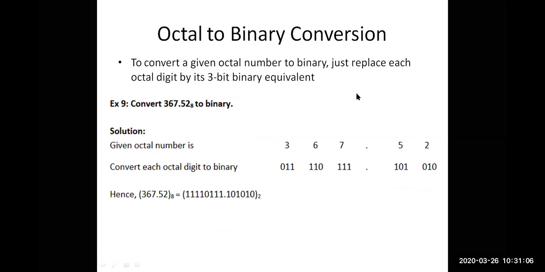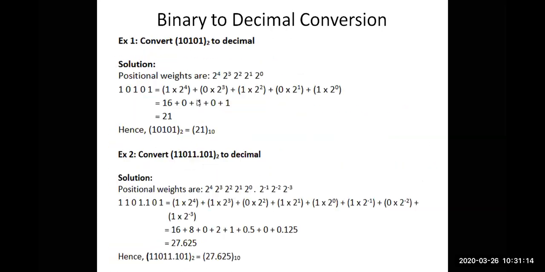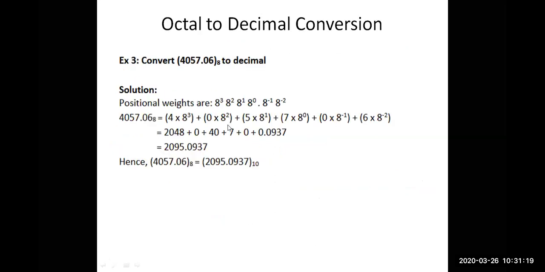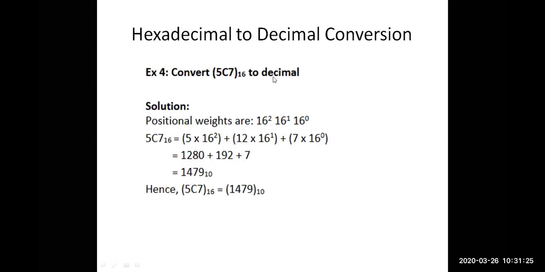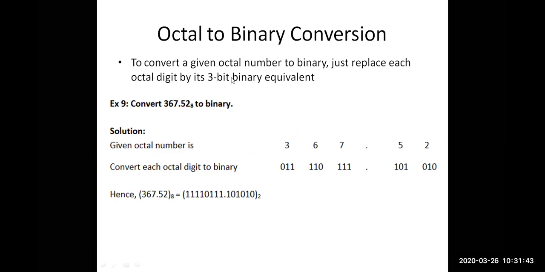Conversion of octal to binary, then hex to binary. So we are following the path like this. First of all, we have converted all numbers into decimal, that is binary to decimal, octal to decimal, hex to decimal. So that is conversion of all other number systems into decimal. We have seen all these 3 examples. Then we are going to convert all other number formats into binary. The first thing is decimal to binary, which we have just seen. The next thing is conversion of octal to binary, and then hex to binary.